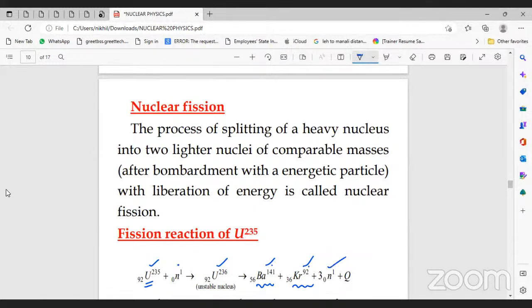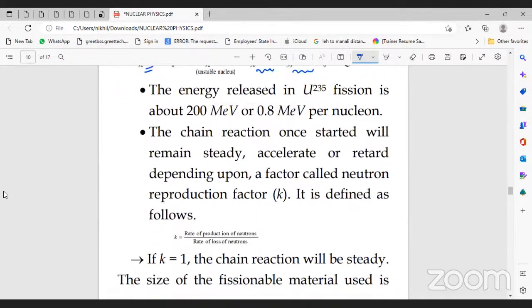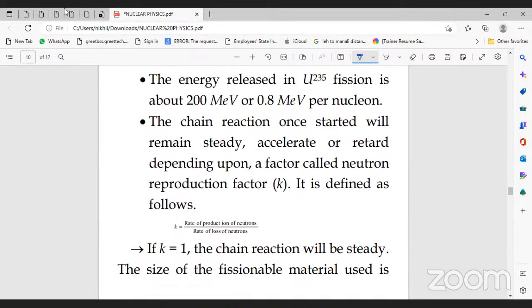You can observe here that neutrons are always released. In each and every nuclear fission reaction, neutrons have to be released. The energy released in this nuclear fission is about 200 mega electron volt. Depending upon the number of neutrons produced in each reaction, we introduce one more important parameter called the multiplication factor, or you can also call it the reproduction factor.